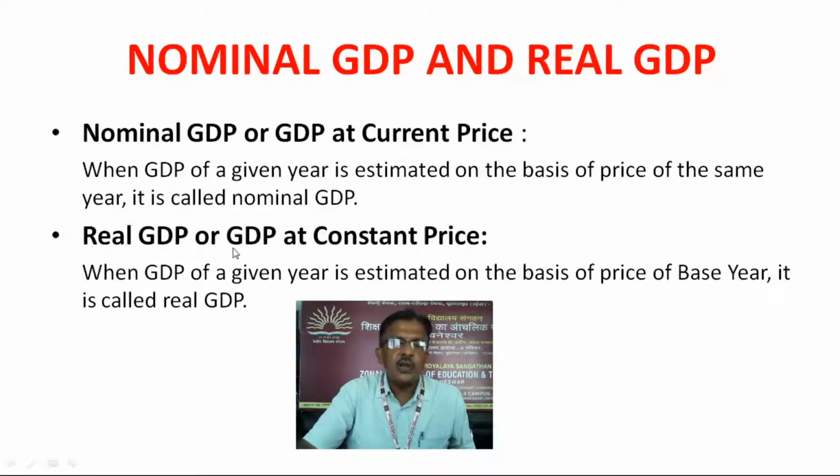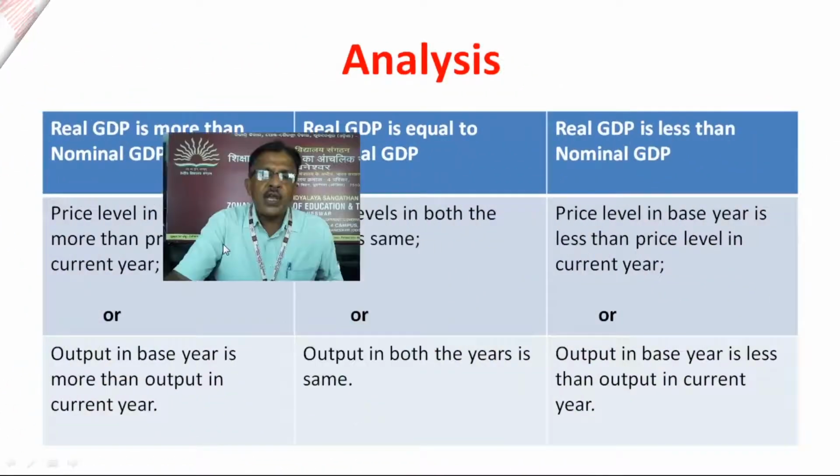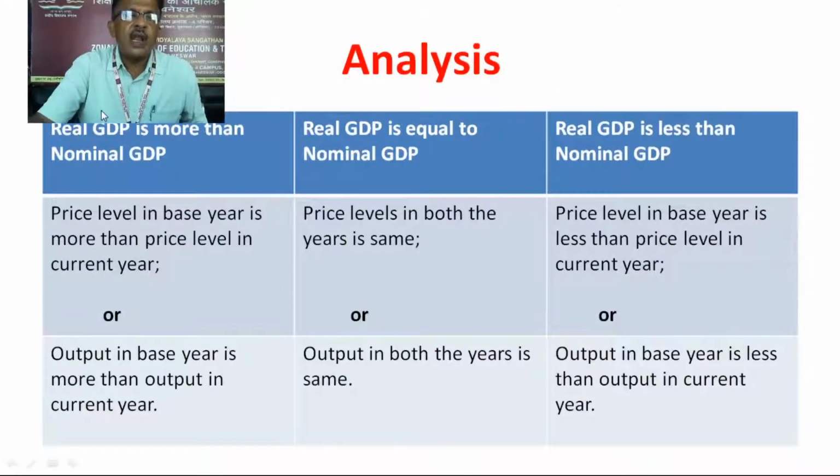Real gross domestic product, or gross domestic product at constant price: when gross domestic product of a given year is estimated on the basis of prices of the base year, it is called real GDP. We can make an analysis of this. Real GDP is more than nominal GDP when the price level in the base year is more than the price level in the current year, or output in the base year is more than output in the current year. Real GDP is equal to nominal GDP when price levels in both years are the same, or output in both years is the same.